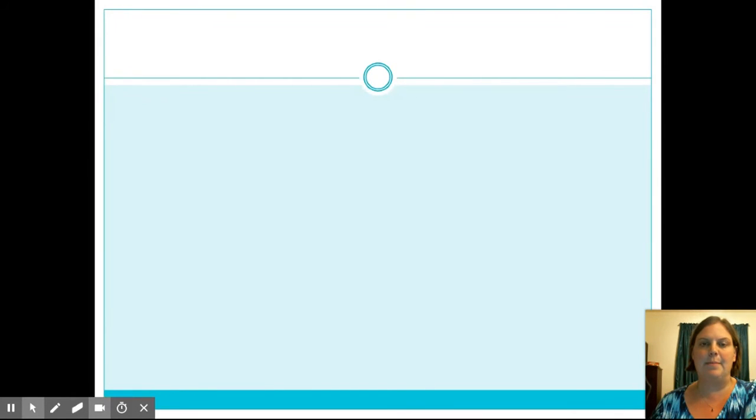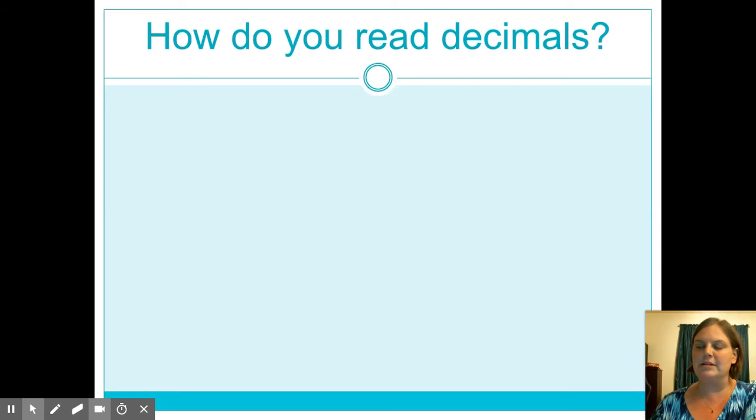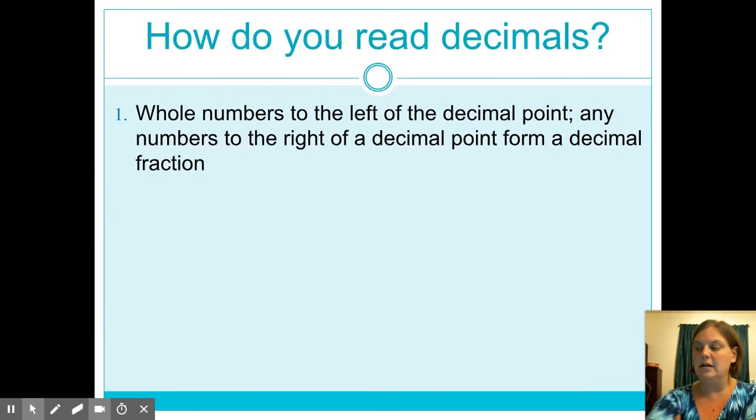I would like you to get back into your note taker, and we're going to discuss reading decimals. There are some blanks for you to fill in, so please make sure you have them filled in based upon what you see on your screen. I will read it out loud so you know where we are.